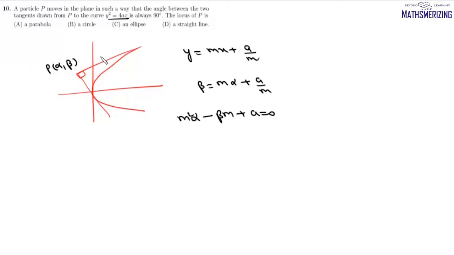Now we are given that these two tangents are perpendicular. If the tangents are perpendicular, then the product of slopes is minus 1. So here we'll get this condition that m1 into m2 is minus 1. Now m1 into m2 is nothing but the product of roots, which is c upon a. So which is a upon alpha is equal to minus 1. That is alpha equals minus a. So the locus of this point P is x equals minus a, which is nothing but the directrix of this parabola, and it is a straight line, which is your option D.